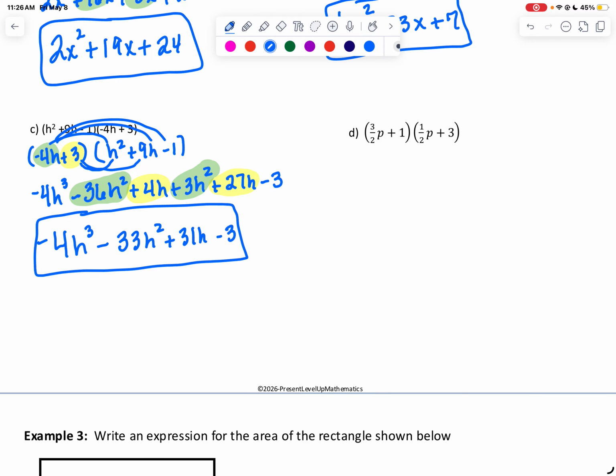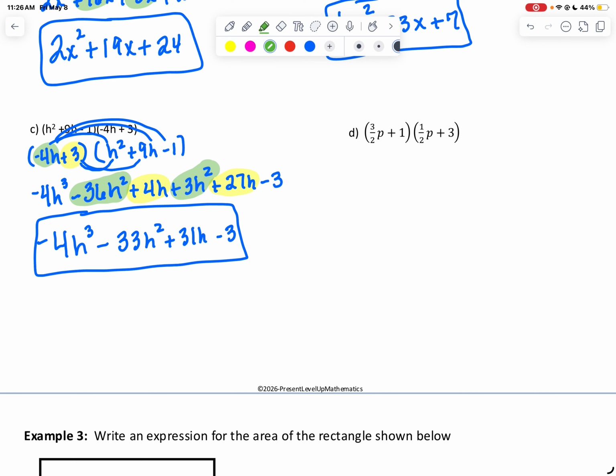All right, problem D. We have 3 over 2p plus 1 times 1 over 2p plus 3. Now don't let the fractions bother you, because you can always use your calculator to multiply these and add these if you need to. We're going to work this the same way.